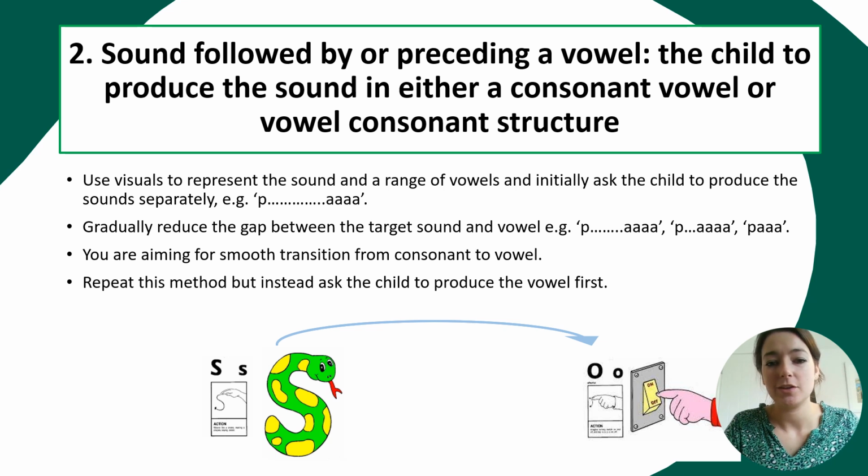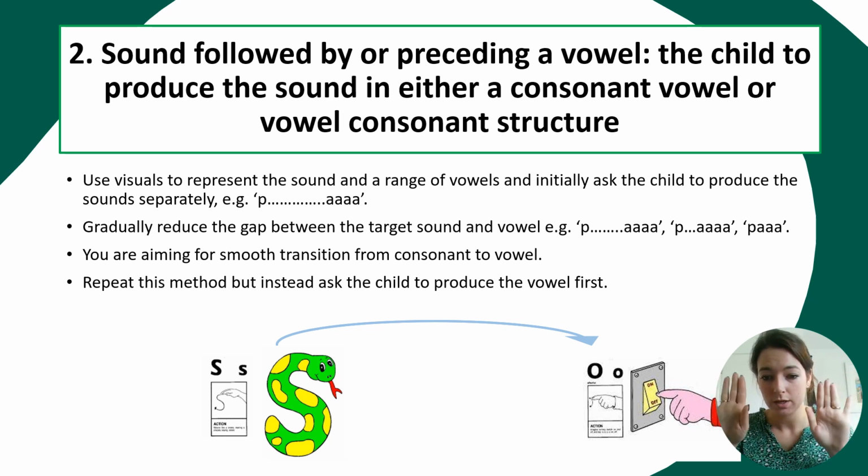To do this, use visuals to represent the consonant and a range of vowels and ask the child to say them separately. For example, in the picture, s, oo. Gradually reduce this gap between the target sound and the vowel until you have a smooth transition between the two. For example, s, oo, s, oo.